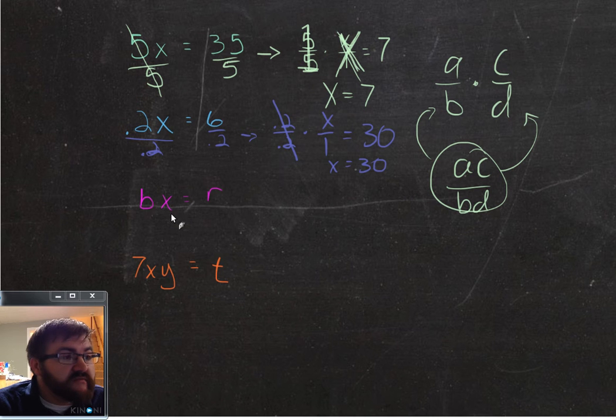Over here, it's a little bit stranger looking, b times x. B times x equals r. If I want just x, then I'll need to divide it by b.